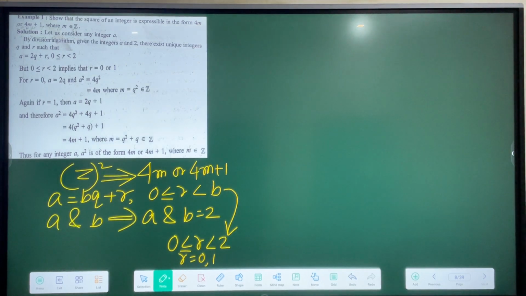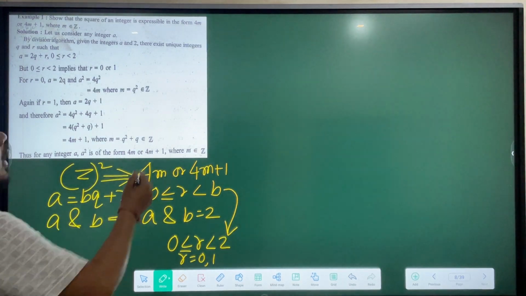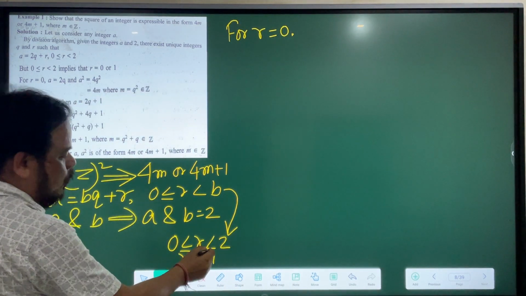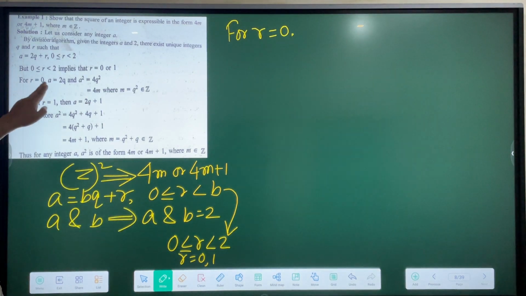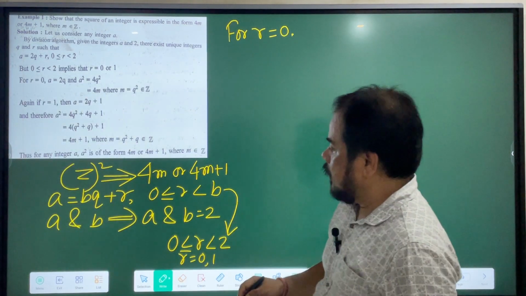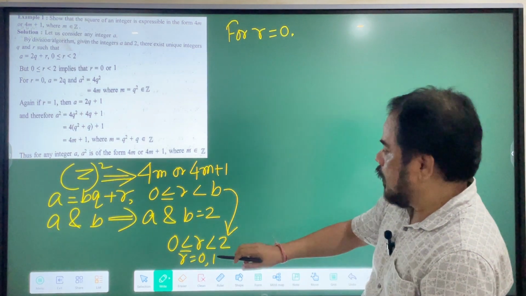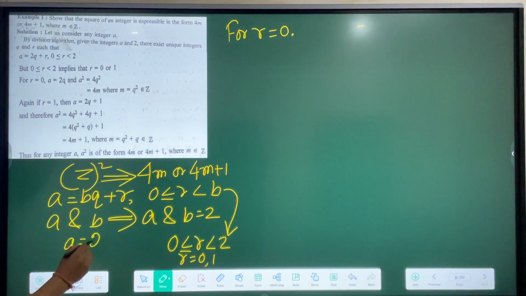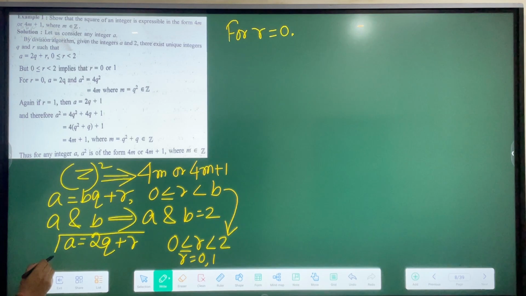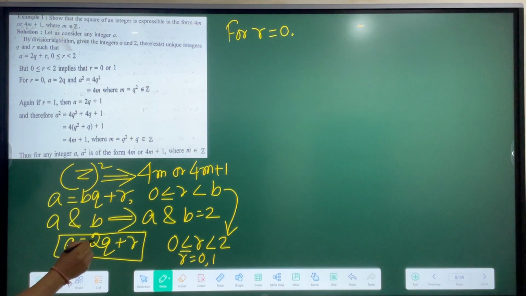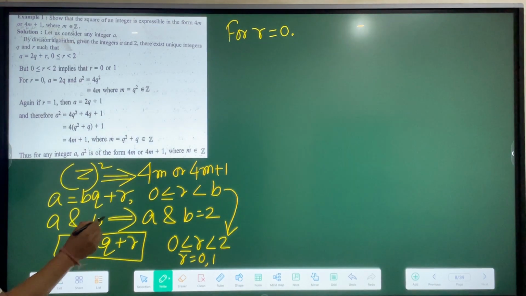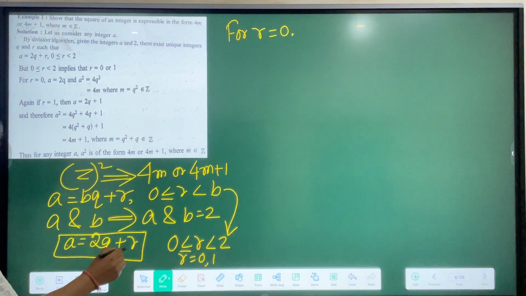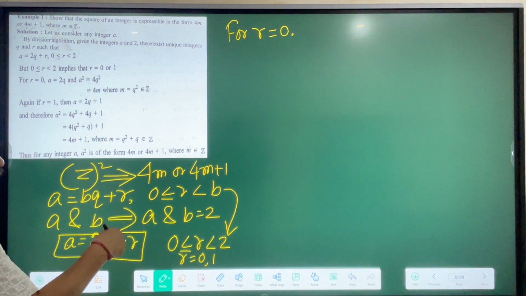Hope all of you understood. So we will put the value now. For R equal to 0, we will do the calculation. For R equal to 1 also, we will do the calculation. For R equal to 0, A is equal to BQ plus R. This one I forgot to write. A is A, B is 2 because we have taken B equals 2. So in place of B, 2 is written, Q as it is, R as it is. Now in place of R, first we will put 0, next we will put 1.